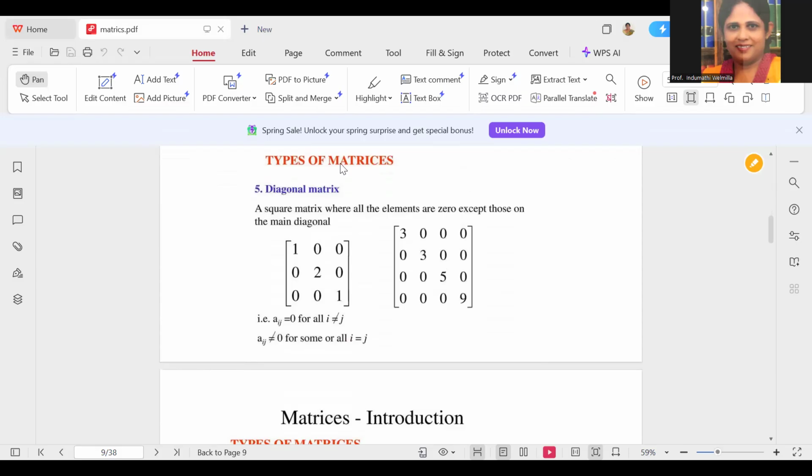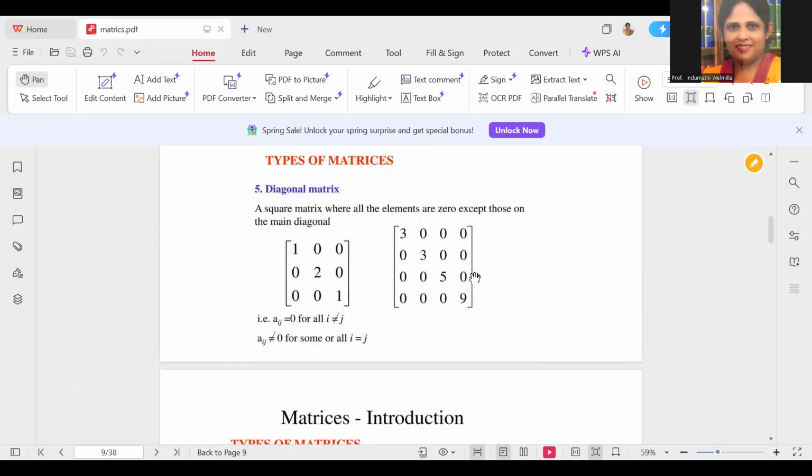So for the diagonal matrix, this diagonal should have some numbers. The diagonal has numbers, but other than this diagonal, all other elements should be zero. These are the zero elements, on this side and this side. So this kind of matrix we call a diagonal matrix.